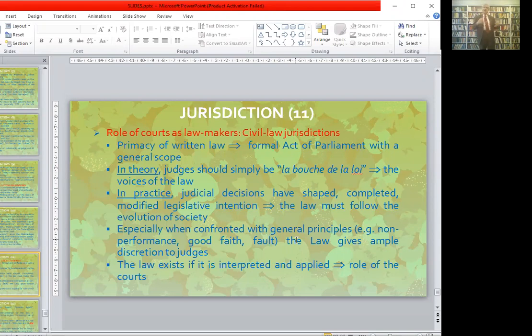In practice, if we look at how the law works, we see that gradually judicial decisions by the courts have shaped, completed, and modified what was the legislative intention. Why? Because whatever we think of Parliament, and we may have the highest opinion we want of Parliament from a constitutional point of view and from an ideological point of view, clearly Parliament cannot foresee anything. Parliament is made of people, of men, and now also women, who establish a rule in a certain moment, and looking at the past.